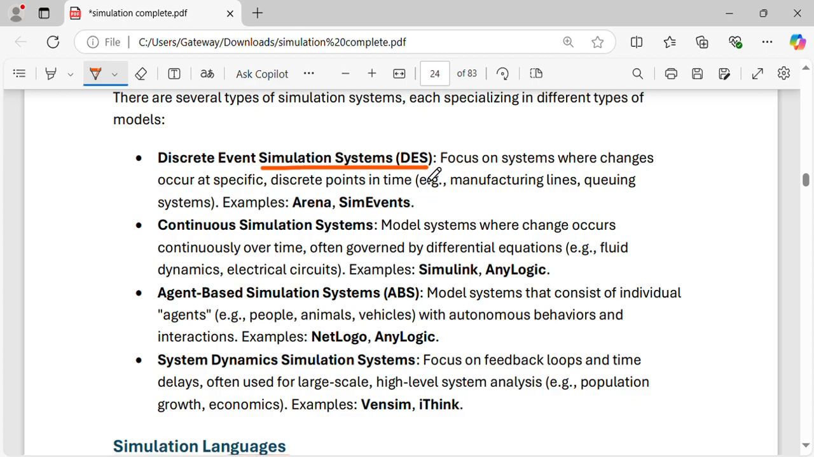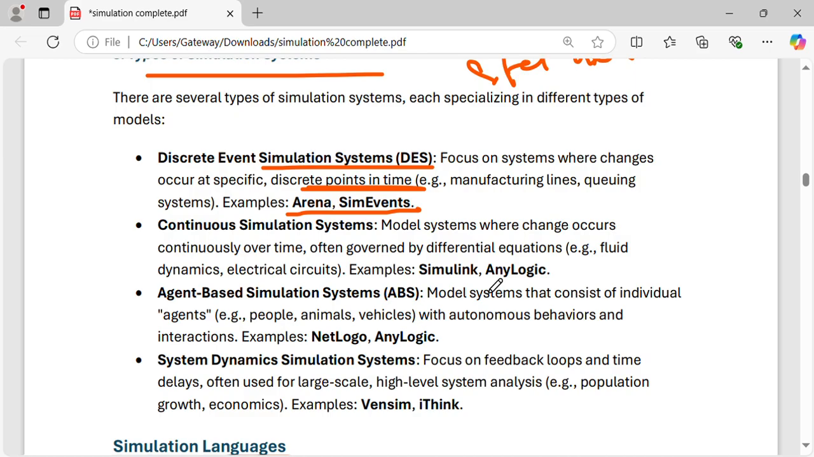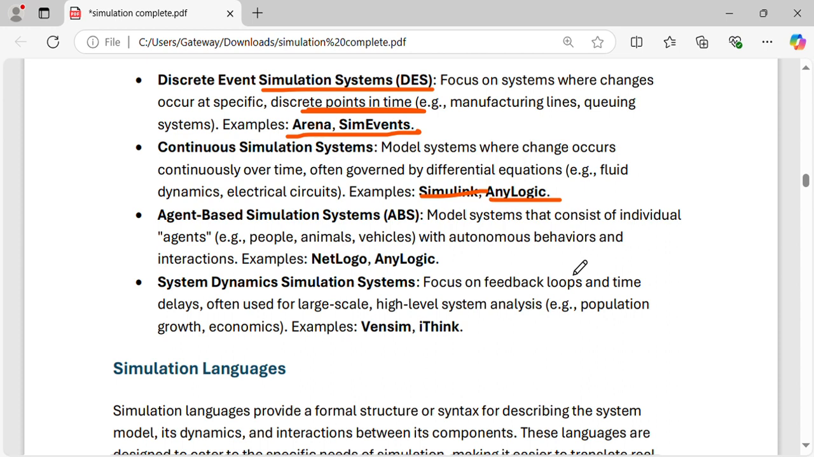So discrete event simulation systems, of course, focus on discrete systems, like manufacturing lines or queuing systems. The platforms are Arena and SimEvents. Continuous simulation is where changes occur continuously, working on continuous systems, and there are Simulink and AnyLogic. In agent-based simulation, we model systems that consist of individual agents like people, animals, and vehicles with autonomous behaviors and directions. NetLogo and AnyLogic can be used for this. AnyLogic can be used for continuous, and it can also be used for agent-based systems.